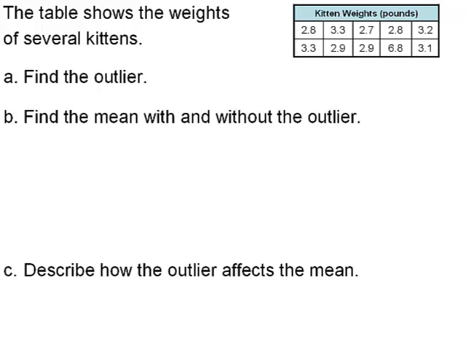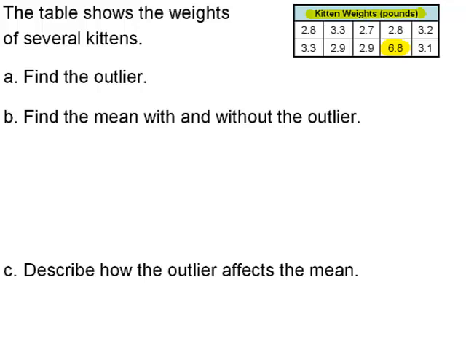So, in our set of kitten weights found in the table, to find the outlier, look for the value that's quite a bit greater or less than all the other values. Can you find it? Sure, 6 8/10. Why? Because it's quite a bit greater than the other data values.